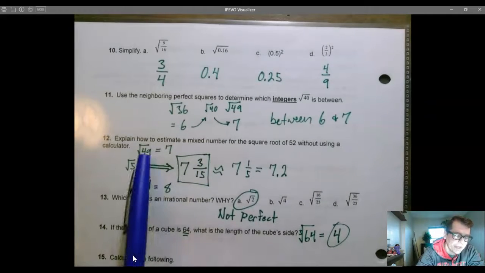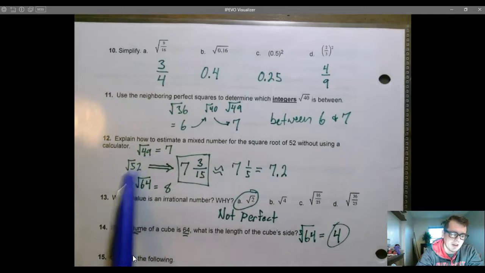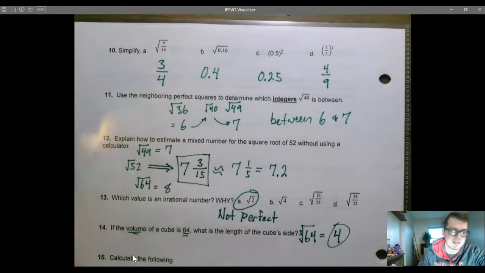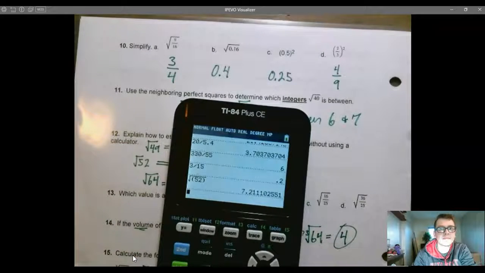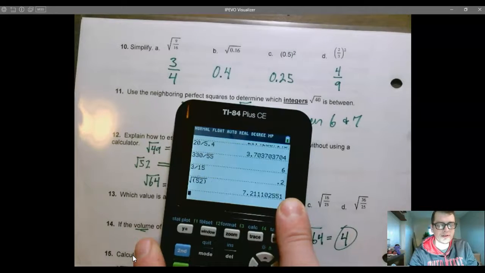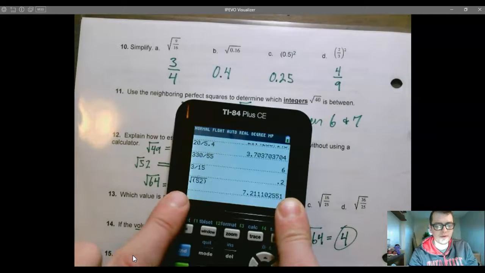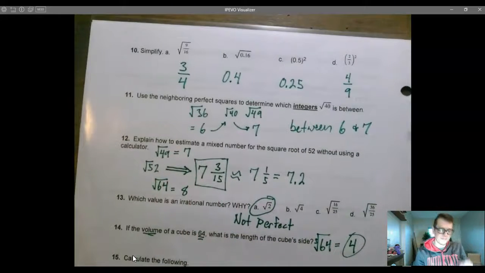So we look at what's the distance between our two perfect squares. It is 15. And then how far has the non-perfect square gone through that distance? And that would be 3. So our numerator of 3/15 is 1/5. But if we actually square root 52, we get 7.2. So whether you want to say 3/15 simplifies to 2/10 or radical 52 is actually 7.2, we are awfully close just using that approximation method.